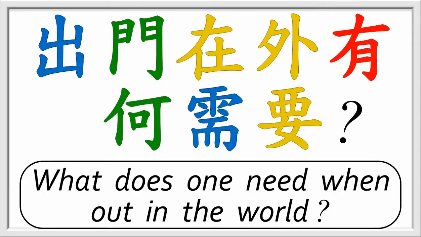My next example is a simple question, asking, what does a person need after having left the security of home and begun living in the real world? 出门在外,有何需要? The answer, money and friends that can be depended on.